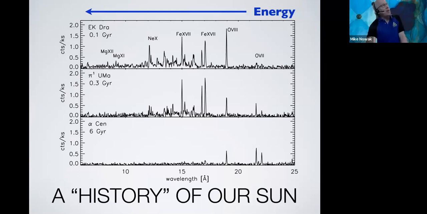So higher energy is to the left, lower energy is to the right. And age is going from youngest to oldest. And each of those lines that you see there is a different element seen in the spectrum. And so you can see that we have some neon in there. We have iron, we have oxygen, we have magnesium.